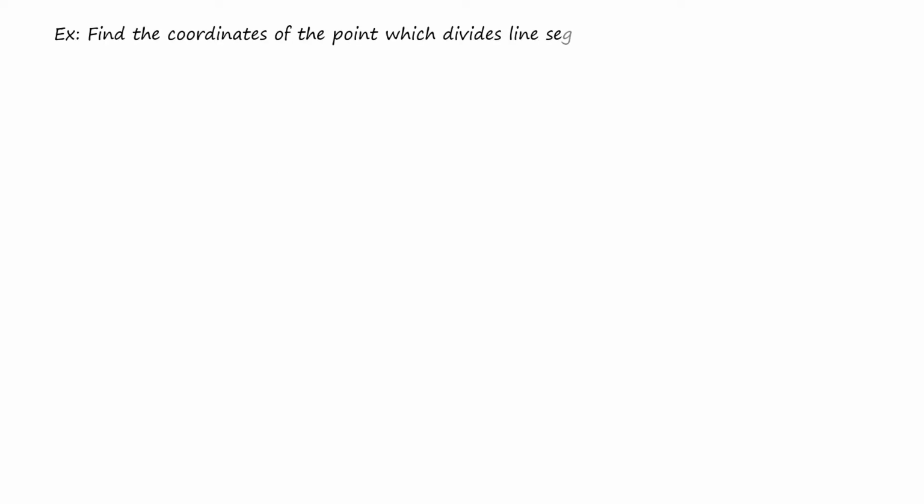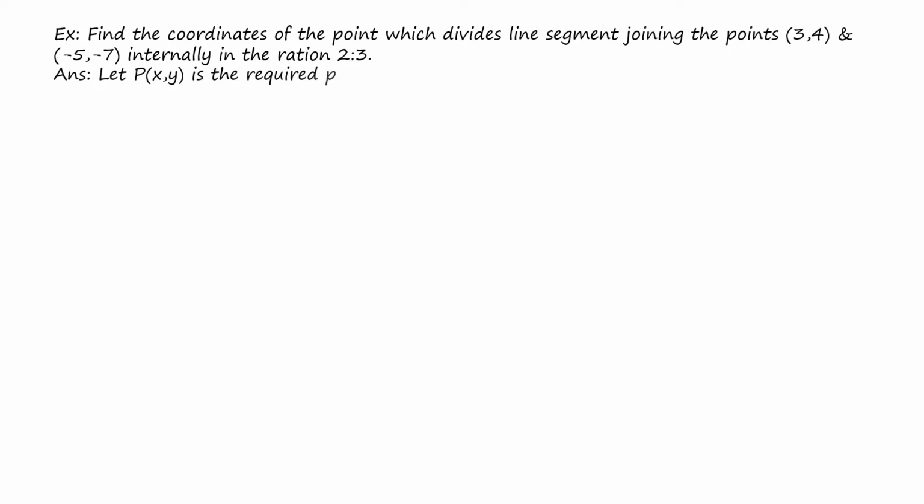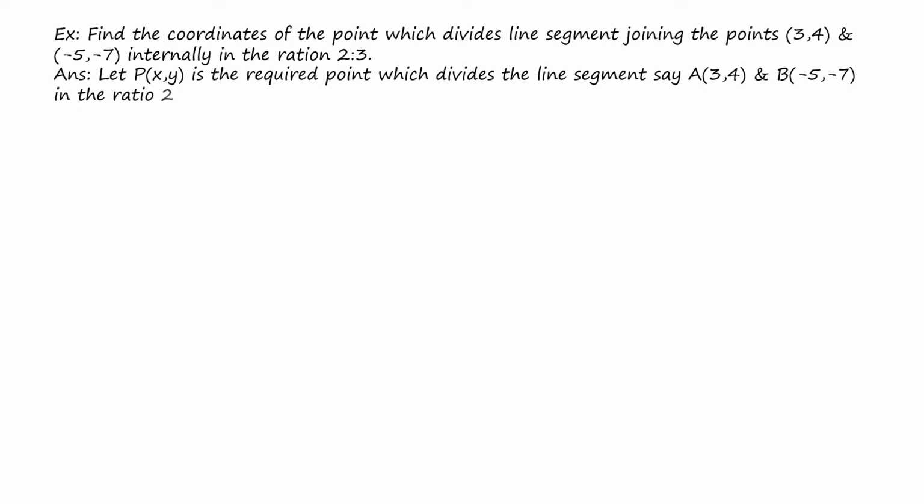Find the coordinates of the point which divides the line segment joining the points (3, 4) and (minus 5, minus 7) internally in the ratio 2 is to 3. Let P(x, y) be the required point which divides the line segment, say A(3, 4) and B(minus 5, minus 7), in the ratio 2 is to 3. So here m1 by m2 equals 2 by 3, (x1, y1) equals (3, 4) and (x2, y2) equals (minus 5, minus 7).